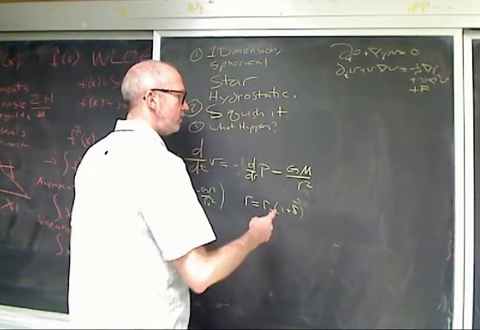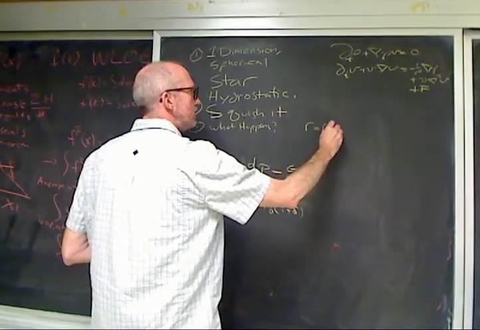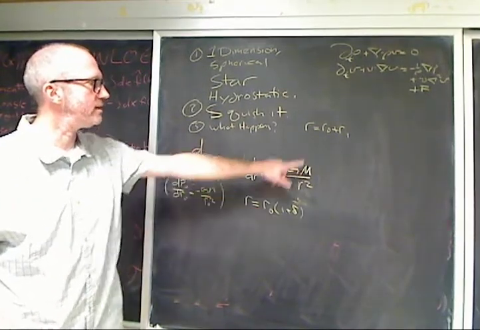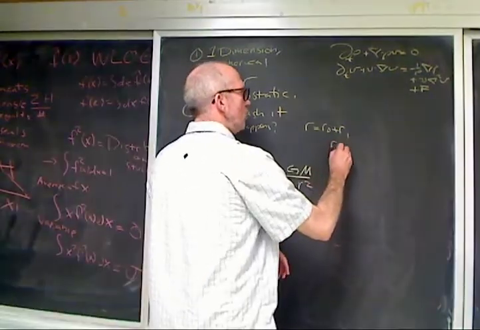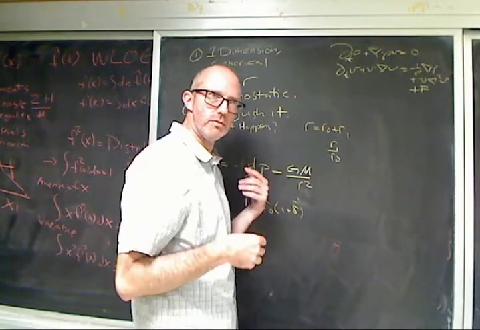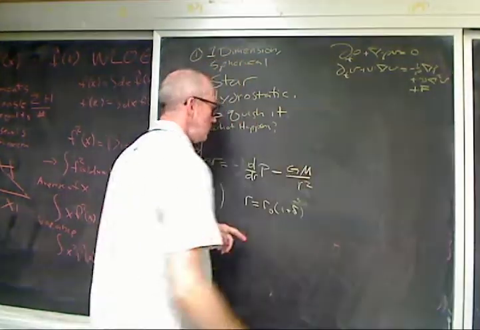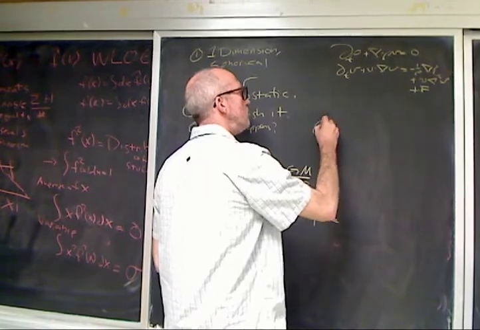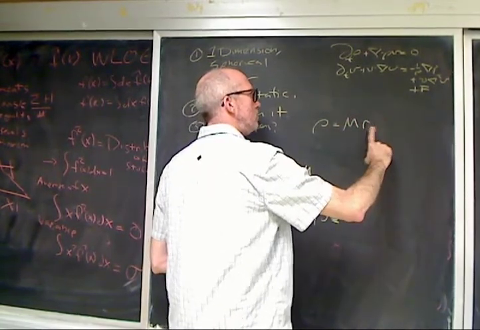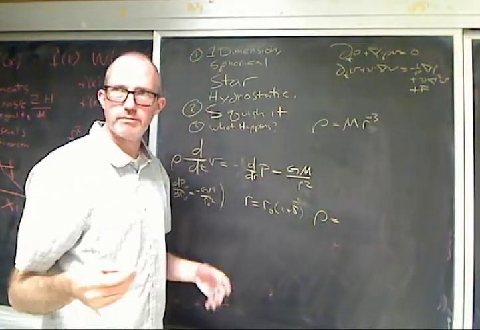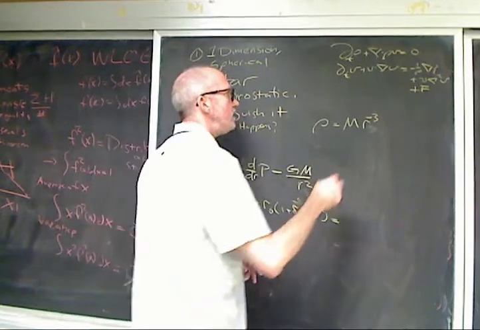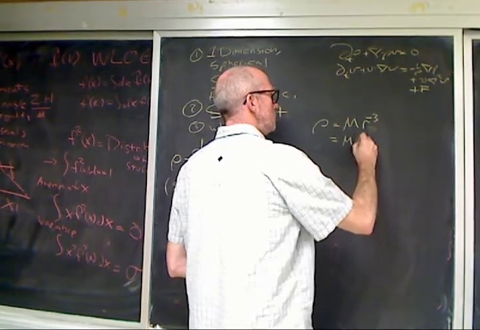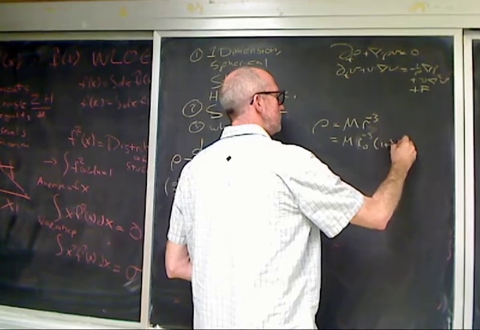Okay, now we wrote this in a slightly different way. I had written it as r equals r naught plus r1 before. This is the same idea. We're just going to parameterize it with 1 plus delta instead of this. So this delta is r1 over r naught, the way we were doing it before. So r equals r naught times 1 plus delta. So what's rho? Well, rho equals M r to the minus 3. Might be a 4 pi in there. Might not. So if I plug in 1 plus delta, then I'm left with M r naught to the minus 3, 1 plus delta to the minus 3.